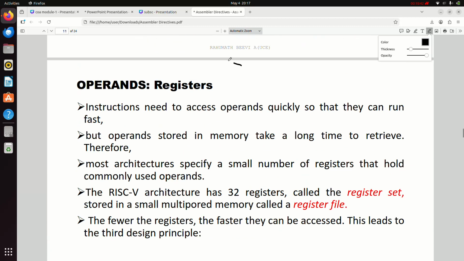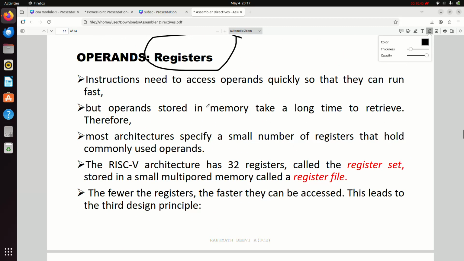So that is what registers, instructions, that is operands, registers, we know. In RISC-V there are basically 32 registers, which is called the register set, stored in a small multi-port memory that is called the register file. The operands that the CPU, I told you CPU can access only registers. So these operands are present in the register. If there is nothing in the register, it has to take the data from the memory and put it in the register, then only the ALU can compute it. Okay, that is what we have said earlier.